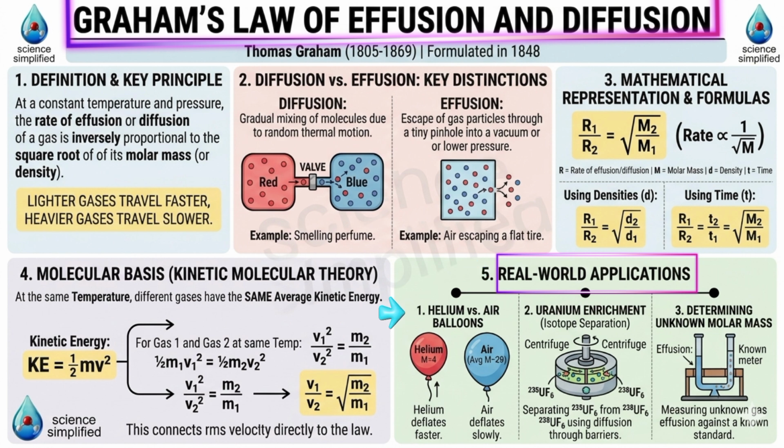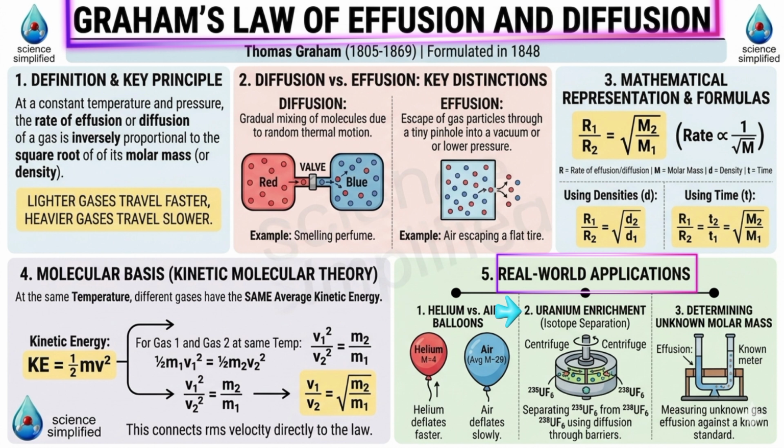The first application is comparing helium versus air balloons. A helium balloon has a light molar mass of 4, while an air-filled balloon has an average molar mass of 29. Because helium is much lighter than air, it effuses and diffuses much faster through the pores of the balloon material. As a result, a helium balloon deflates much faster than a standard air-filled balloon.